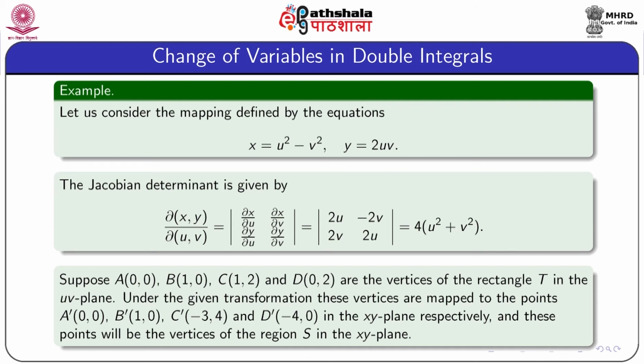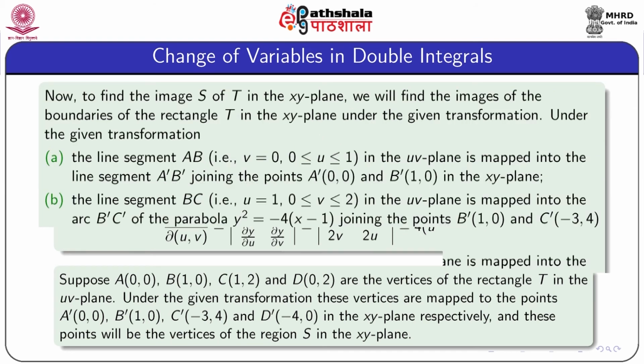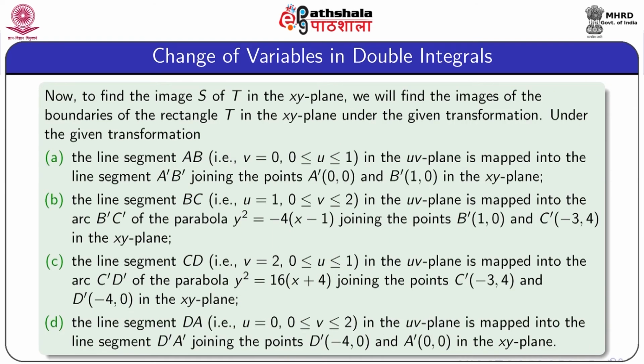Under the given transformation, these vertices are mapped to the points A'(0, 0), B'(1, 0), C'(-3, 4) and D'(-4, 0) in the xy plane respectively. And these points will be the vertices of the region S in the xy plane. Now, to find the image S of T in the xy plane, we will find the images of the boundaries of the rectangle T in the xy plane under the given transformation.